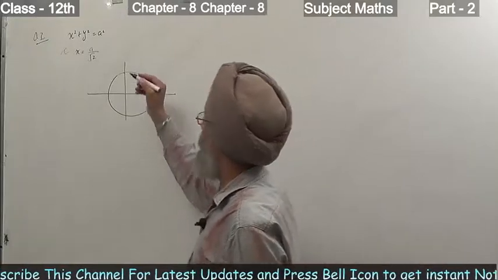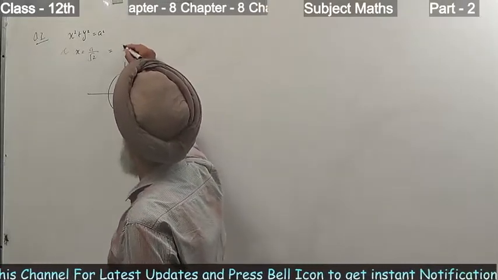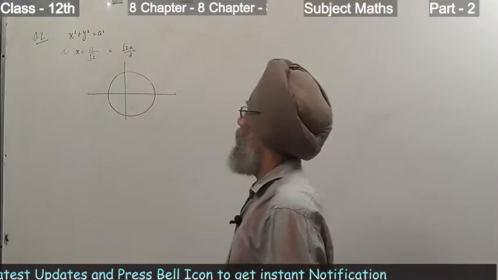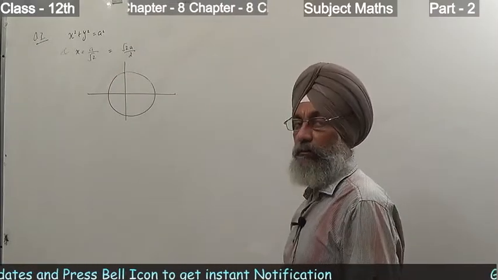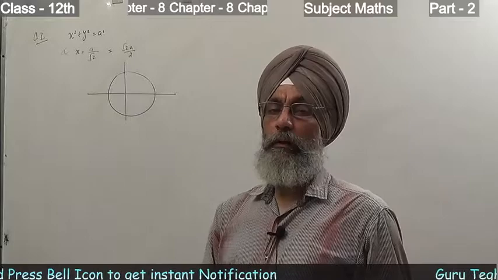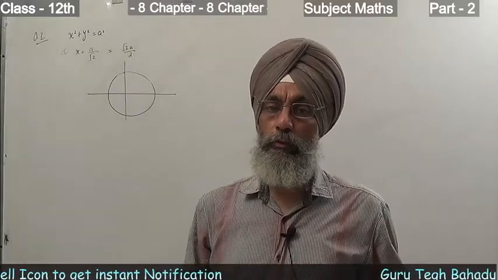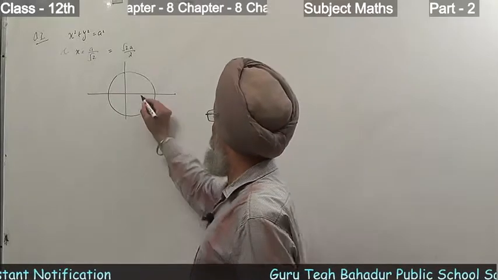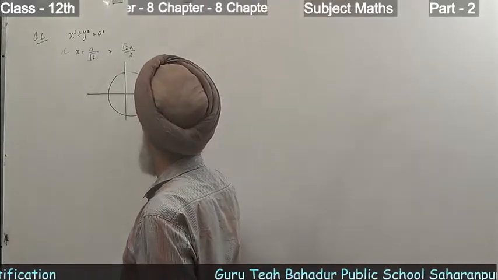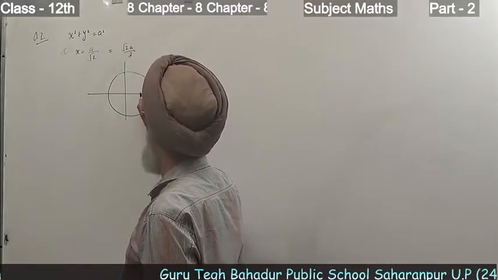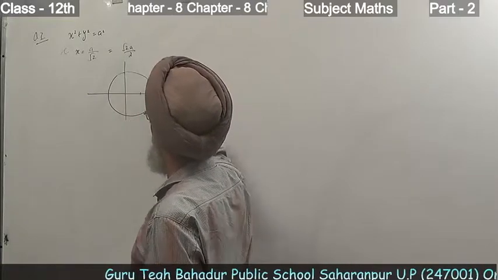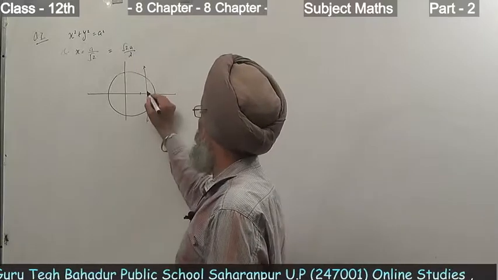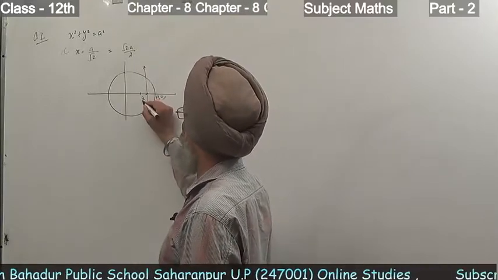Now x is equal to a upon root 2 means, if we multiply it by root 2, we get root 2 a upon 2. Now root 2 a upon 2 is greater than half of a. Here the radius is a, half of it is a by 2, and root 2 a by 2 is more than that. तो लगभग यहाँ लाइन आएगी. So that becomes x is equal to a upon root 2.